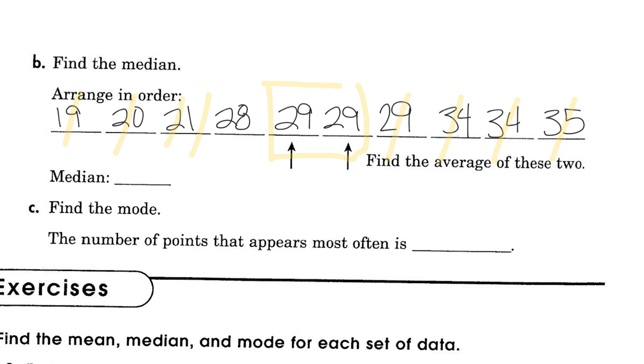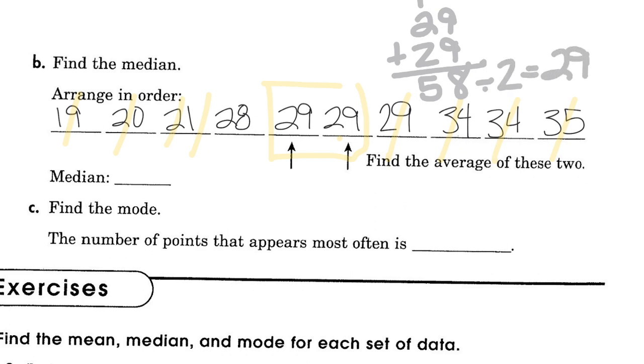I end up with 2 numbers in the middle, so what I have to do is add those 2 numbers together. I take 29 plus 29, and I get 58, and then I divide by 2, and I end up with 29. So my median is 29. Now, your mode is the number that occurs most often. I have 29, 29, and 29. I have 34 and 34. Those numbers are repeated, but this one is 3 times where this one is twice. So my mode is 29.